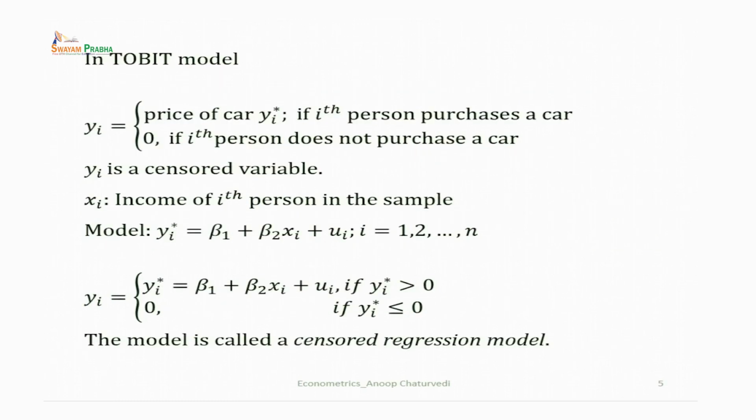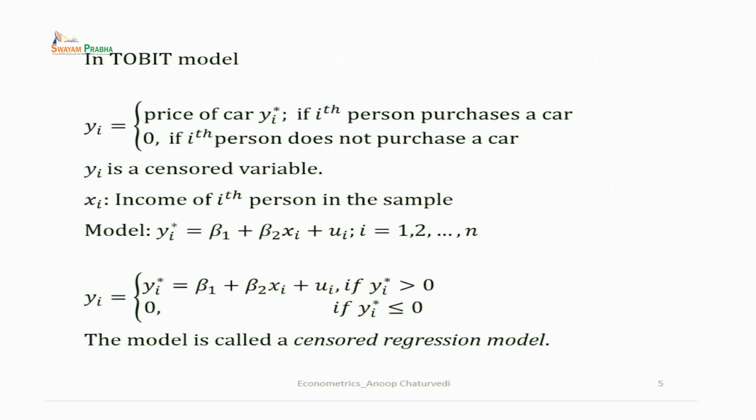Now, in the Tobit model, we define yi equal to the price of the car, say yi star, if the ith person purchases a car, and 0 if the ith person does not purchase a car. So, again yi is a censored variable, it has been censored at 0. Now, suppose xi is the income of the ith person in the sample, and we are using just one covariate, one independent variable in the model, the income of the person.